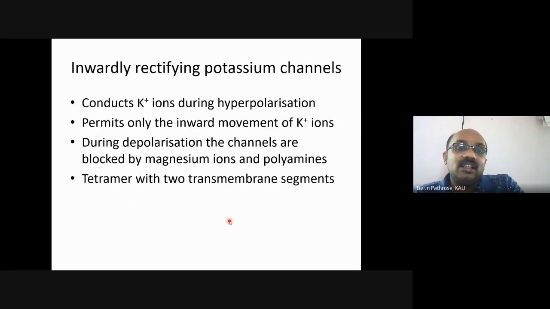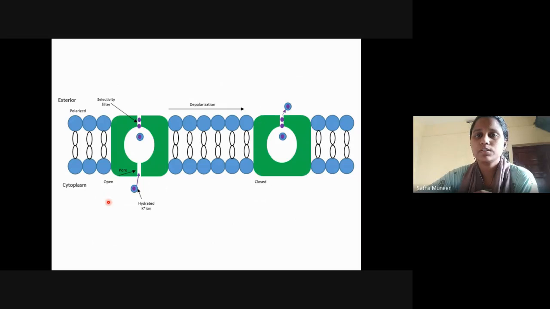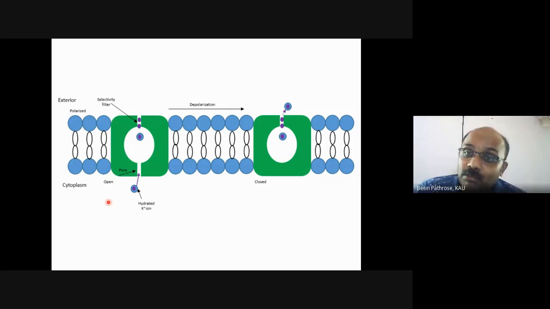Then come inwardly rectifying potassium channels. See, when we discussed this channel, what is it? If you remember the transmission of ions, when there is an action potential, sodium channels open and sodium moves from where to where? Outside the cell to inside the cell, or inside to outside? Outside to inside. Potassium channels open, and then potassium will move from inside to outside.